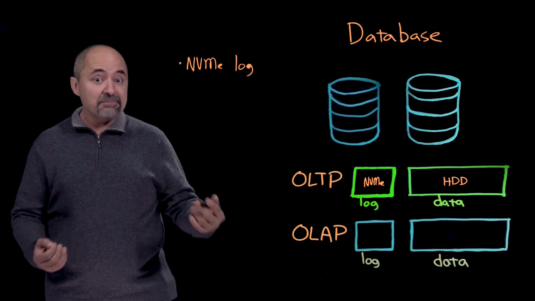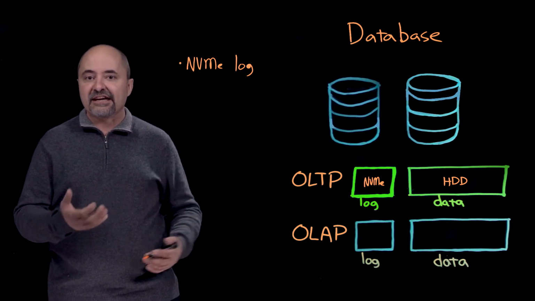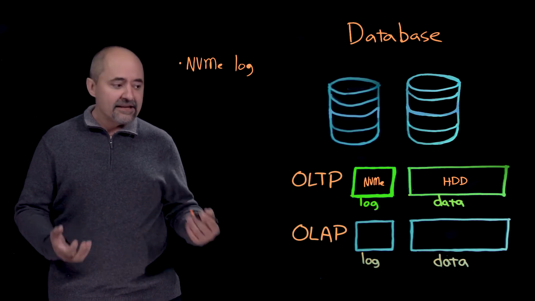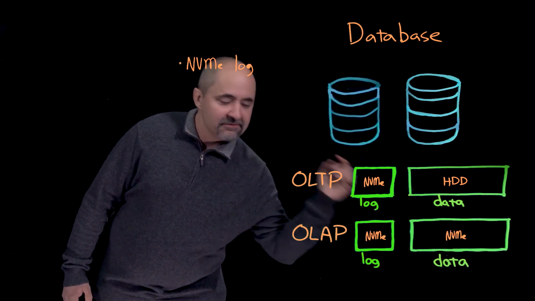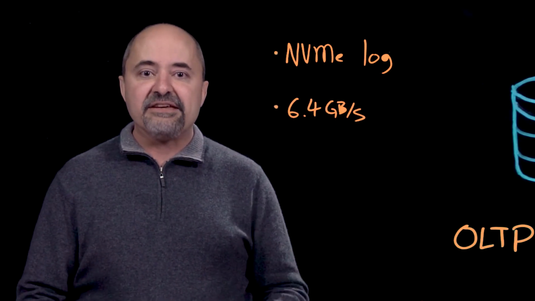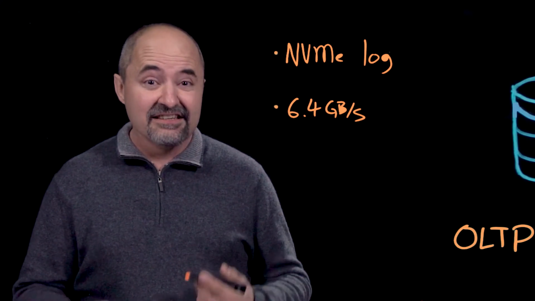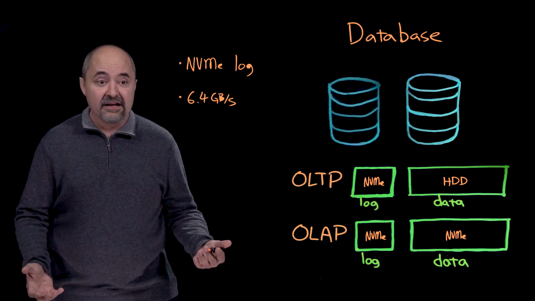Now, for OLAP applications, they have a slightly different workload. They do something called table scans, where they really care about bandwidth. And here, putting NVMe Express for both your log and your data lets you take advantage of NVMe's super high bandwidth of about 6.4 gigabytes a second per single add-in card.